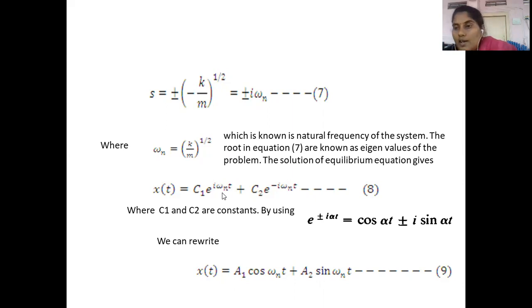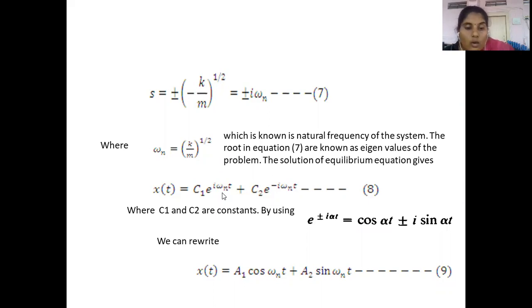Okay. As per the mathematical equations, we know e raised to plus or minus i alpha. So what is its expansion? That expansion formula we have to use here. So e raised to plus or minus i alpha t will be equal to, the formula is, cos alpha t plus or minus i sin alpha t.